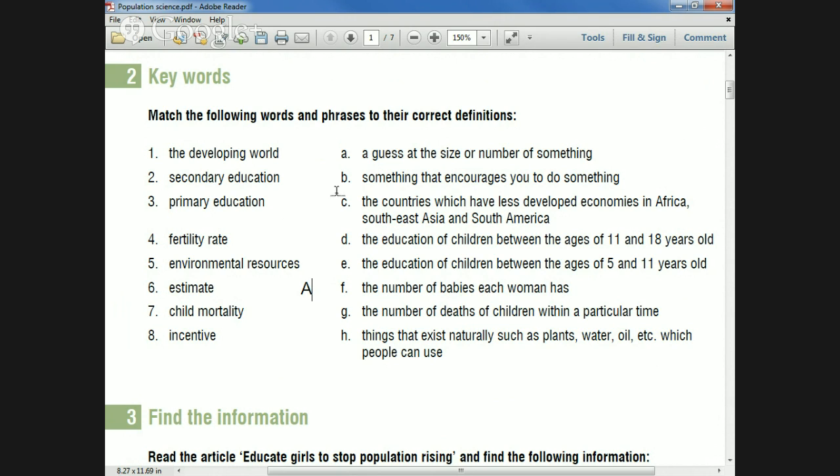So let's do B. Rodrigo, could you read that one? Something that encourages you to do something. And be careful not to eat the S at the end of the word. That's a very common mistake. Encourages. Okay.